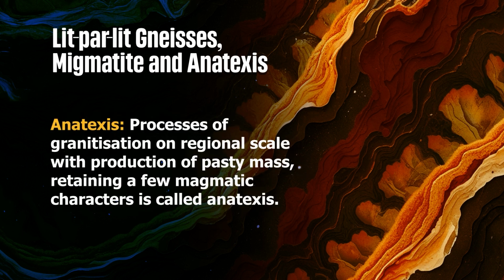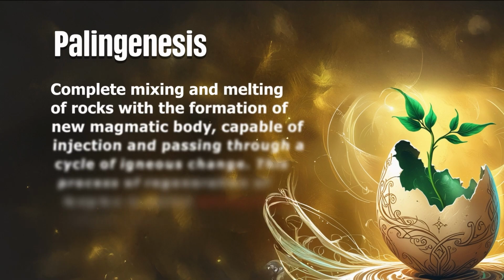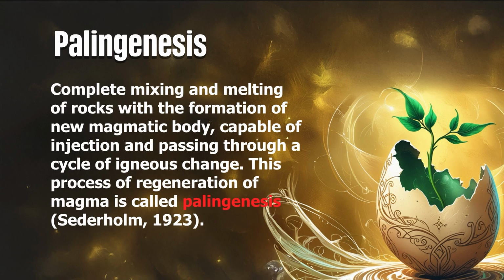Then the process is anatexis. What is anatexis? It is the process of granitization on regional scale with production of pasty mass retaining a few magmatic characters. Another process which is taking place is called palingenesis. Complete mixing and melting of rocks with the formation of new magmatic body capable of injection and passing through a cycle of igneous change. This process of regeneration of magma is called palingenesis. This definition was given by Sederholm in 1923.